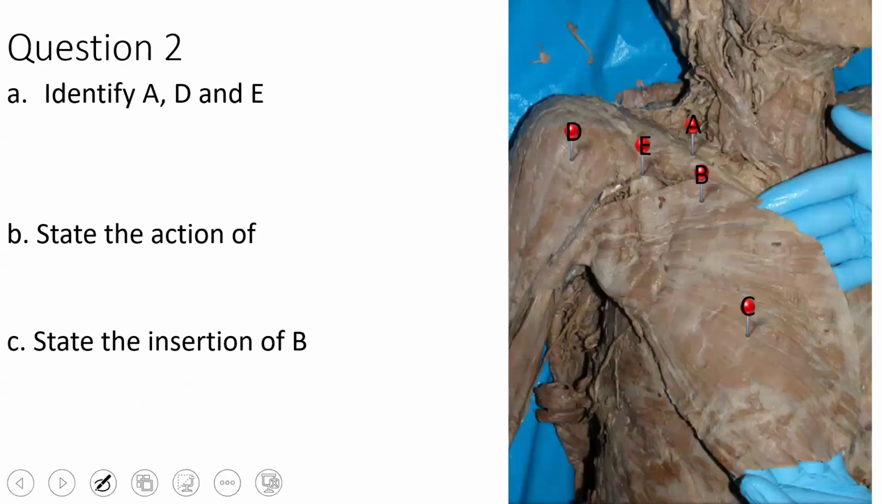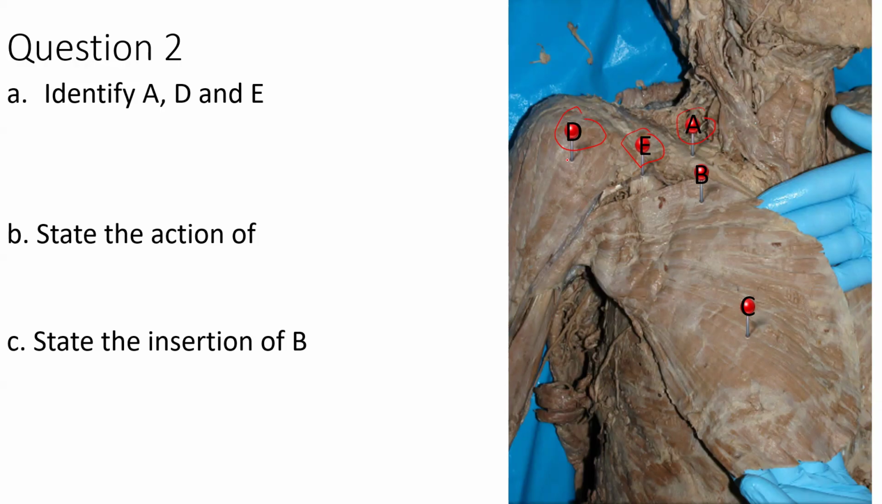The second question here is testing your knowledge of the muscles of the pectoral region. You've been asked to identify A, D, and E. So A there is that bone which you can feel on yourself, and that's the clavicle. D is this muscle which forms the anterior part of your shoulder. That's the anterior fibers of deltoid.